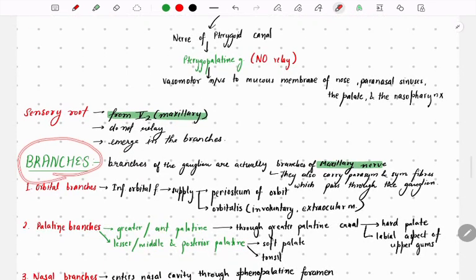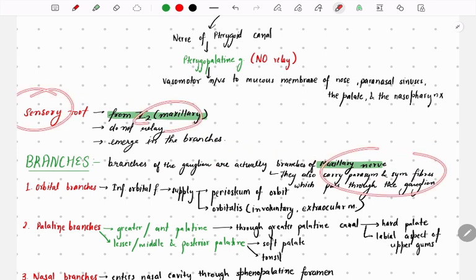So the branches of the ganglion are actually branches of the maxillary nerve. As I told you, the fibers were going with the topographical nerve, right? So the topographical nerve will take those fibers and go to different targets, right? So the branches of the ganglion are actually the branches of the topographical nerve, which is the maxillary nerve here. So they carry the parasympathetic as well as sympathetic fibers. Also they are sensory, so they carry all three.